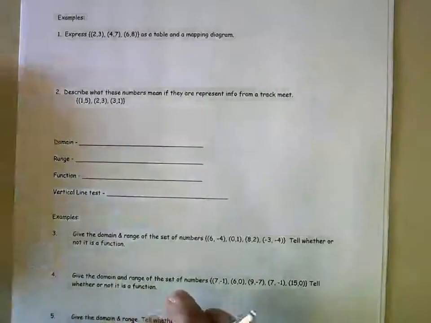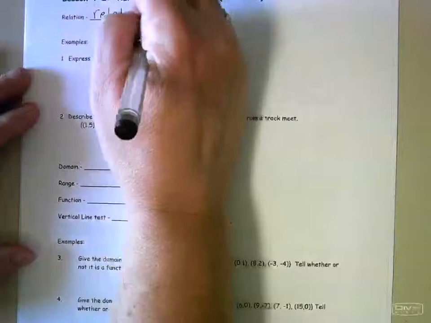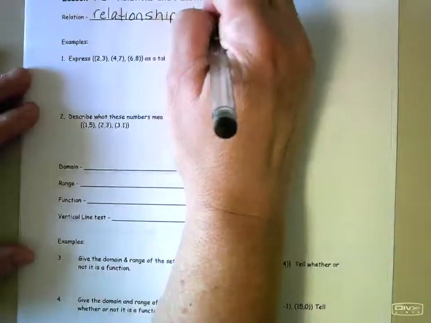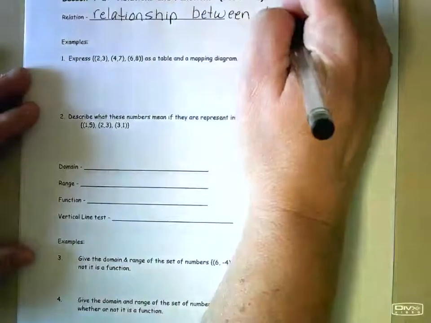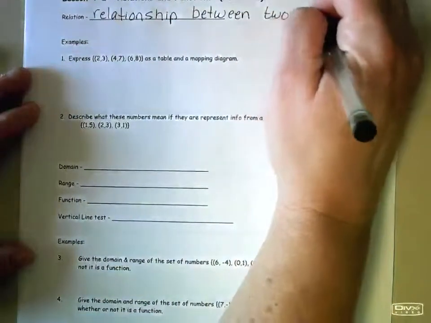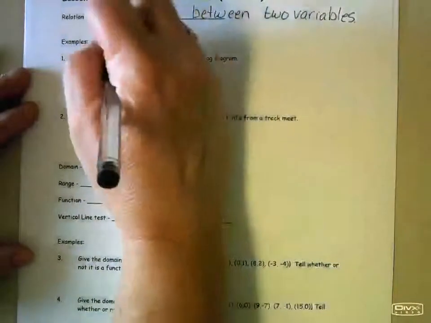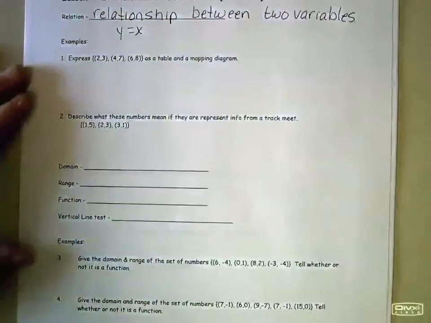Chapter 4, Section 2 is about relations and functions. A relation is simply a relationship between two variables. Actually, a lot like what we've been doing a lot in algebra. You're just going to have a y equals x, some sort of a relationship between the two.